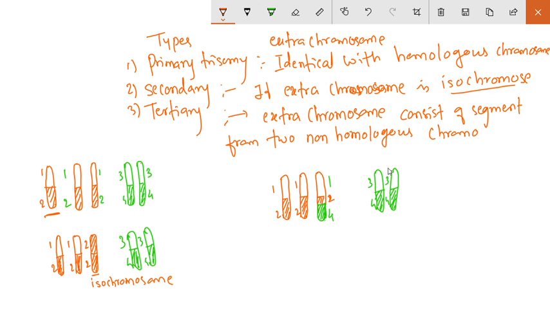There are three different types. These trisomies generally have reduced viability and vigor. Trisomy is of three types: primary, secondary, and tertiary. In primary trisomy, the extra chromosome is identical. In secondary trisomy, the extra chromosome is of the isochromosome type, that means it has equal arms. And the third, tertiary, has an extra chromosome with a part of a non-homologous chromosome.